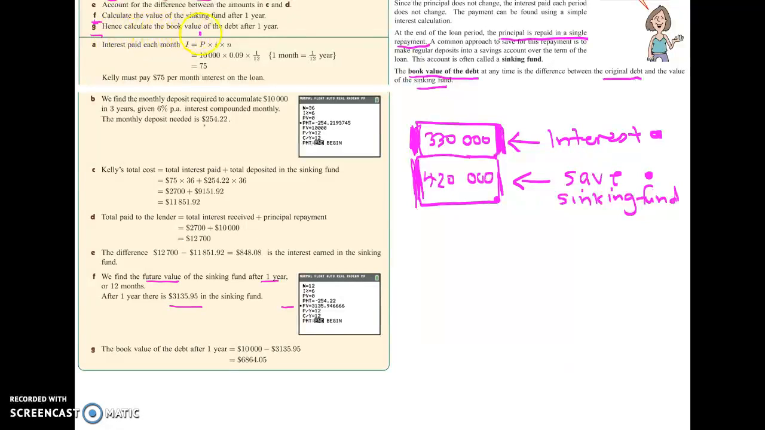Hence, calculate the book value of the debt after 1 year. Remember, back over here, the book value is at any time the difference between the original debt and the sinking fund. So if you look up here, look down here, the book value after 1 year is the original debt minus the value of the sinking fund after 1 year, and that difference is $6,864.05. So this is the book value after 1 year. If they said what's the book value after 6 months, you do the same thing. You'd find how much is in the account after 6 months and take it away from the original amount, and that will give you the book value.